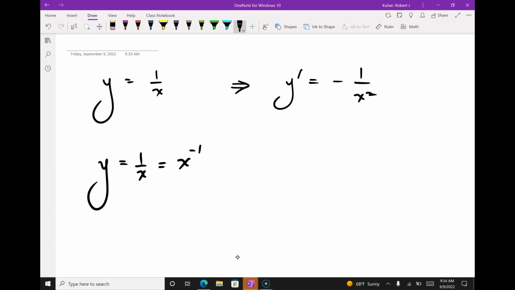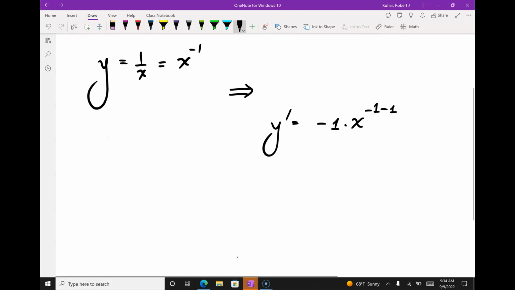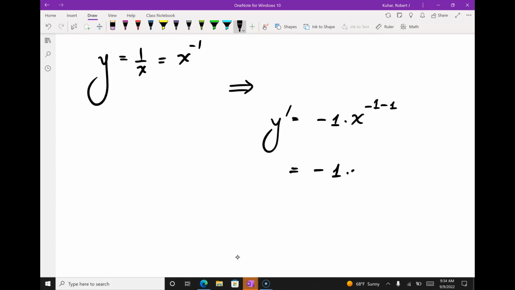If I have x to some power, I'm going to be trying to use the power rule, okay? So I get for y prime, I'm going to bring down the exponent and then take my current exponent and subtract 1 from it, right? Everybody with me here? Yep. So I get negative 1 times x to the negative 2, but that negative exponent means reciprocal, so take it from the numerator and move it to the denominator, and there is my derivative.